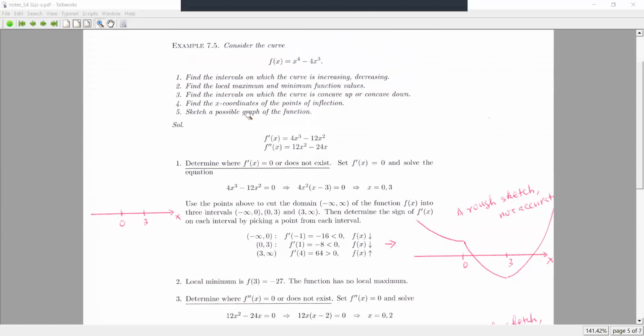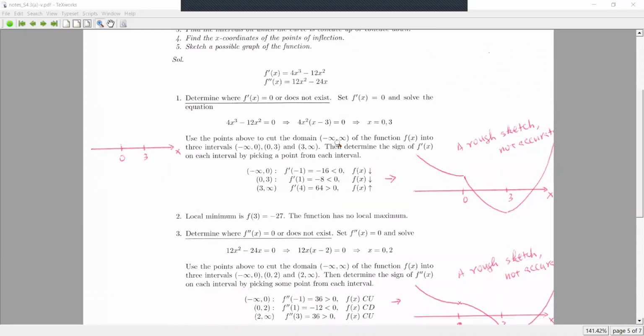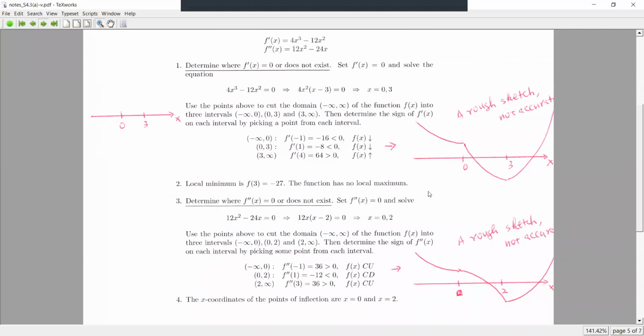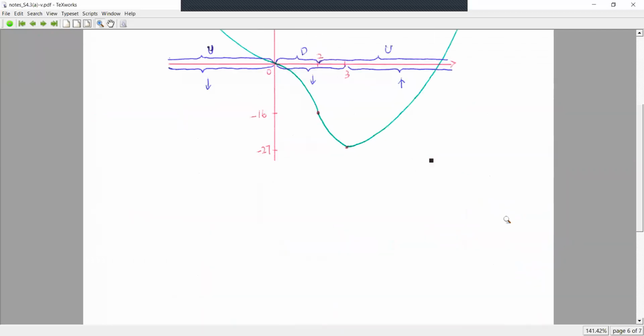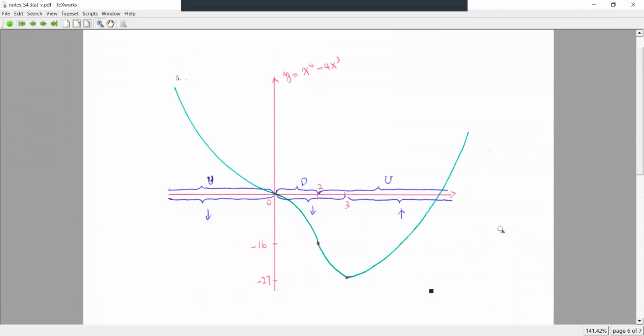Now, finally, sketch a possible graph of this function. Use the information that we got. Okay. Here is the graph from the information I got from part 1 to part 4. I marked down the information.